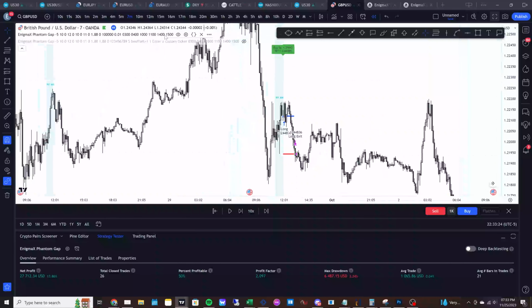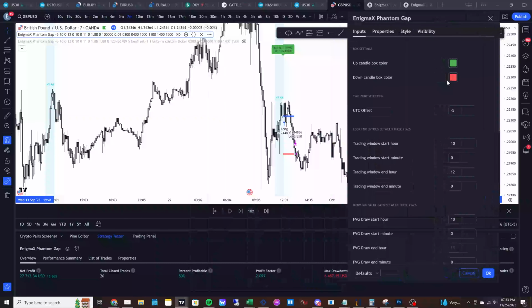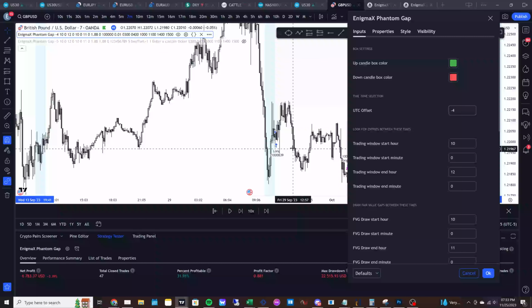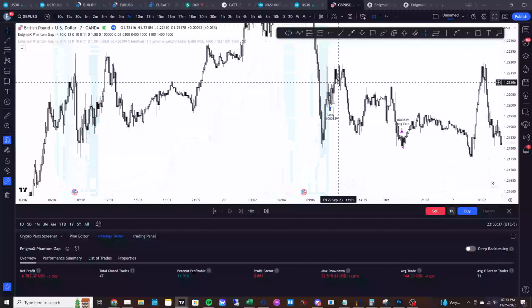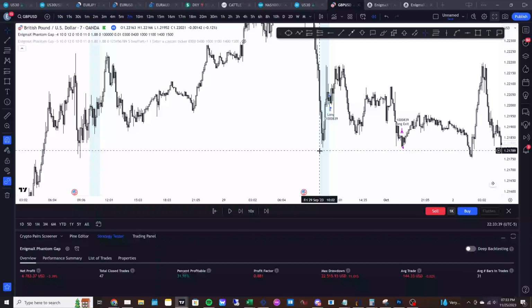So to fix that, all you do in backtesting, or if you were to be trading live during the next time shift, you just change this the night before, and then it sets your time zone to the correct entry, so 10 to 11.